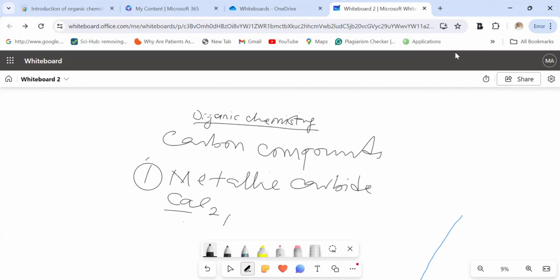Then in addition, you can have sodium carbide, magnesium carbide. If you look at all of these, you will see that they are compounds that contain carbon, but this is one of the exceptions: they contain carbon, but they are not considered organic compounds. So whenever you are doing organic chemistry and you see those kinds of compounds that contain carbon, you will not consider them organic compounds.